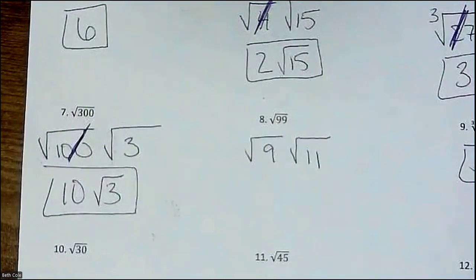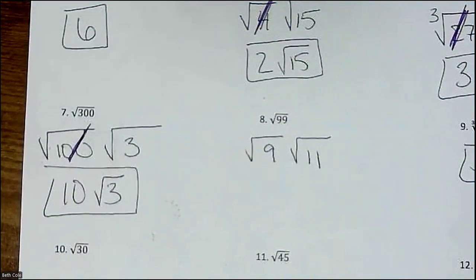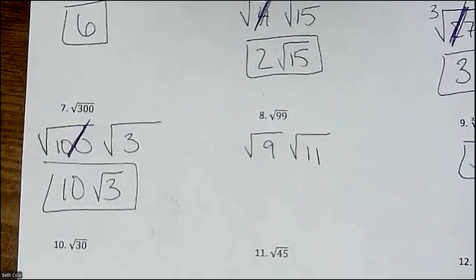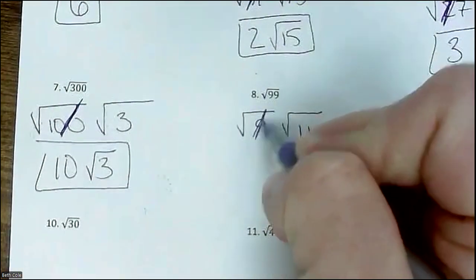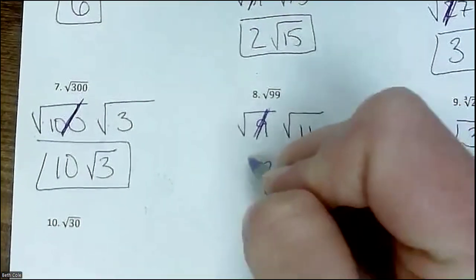Did you guys all hear the question that he asked back there? It doesn't technically matter where you put them. But do you see how I put the one that's on the list first? Because that's the one that's going to actually work. All right. So what is your square root of 9? 3. So it is 3 square root of 11.